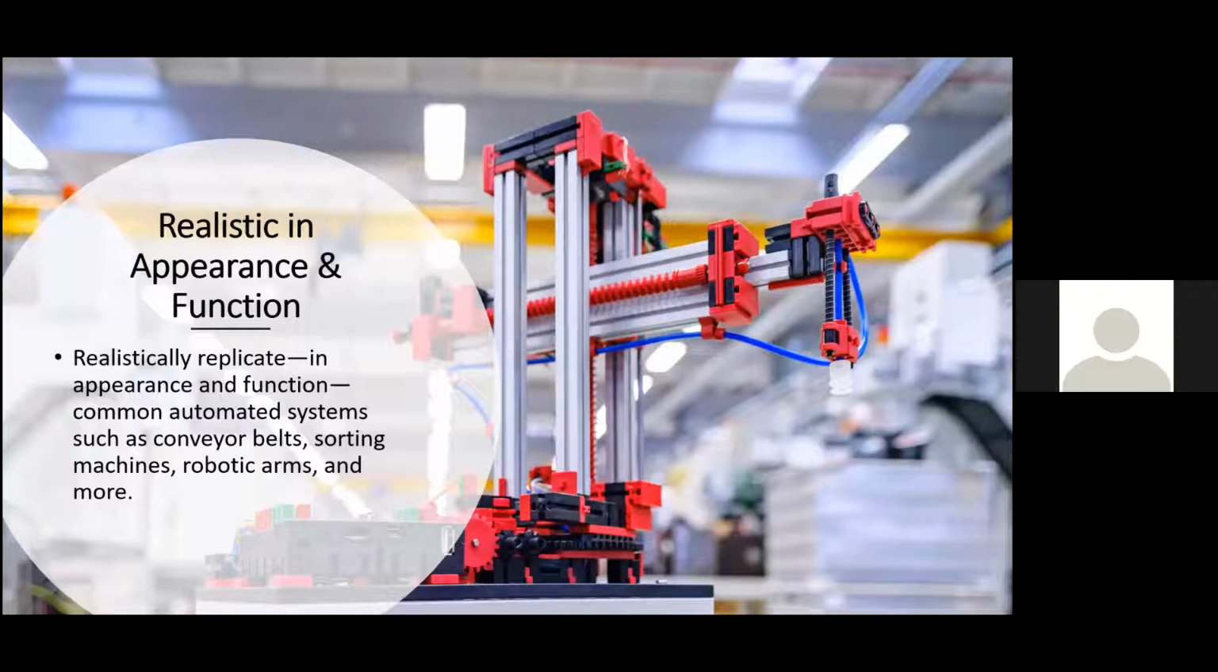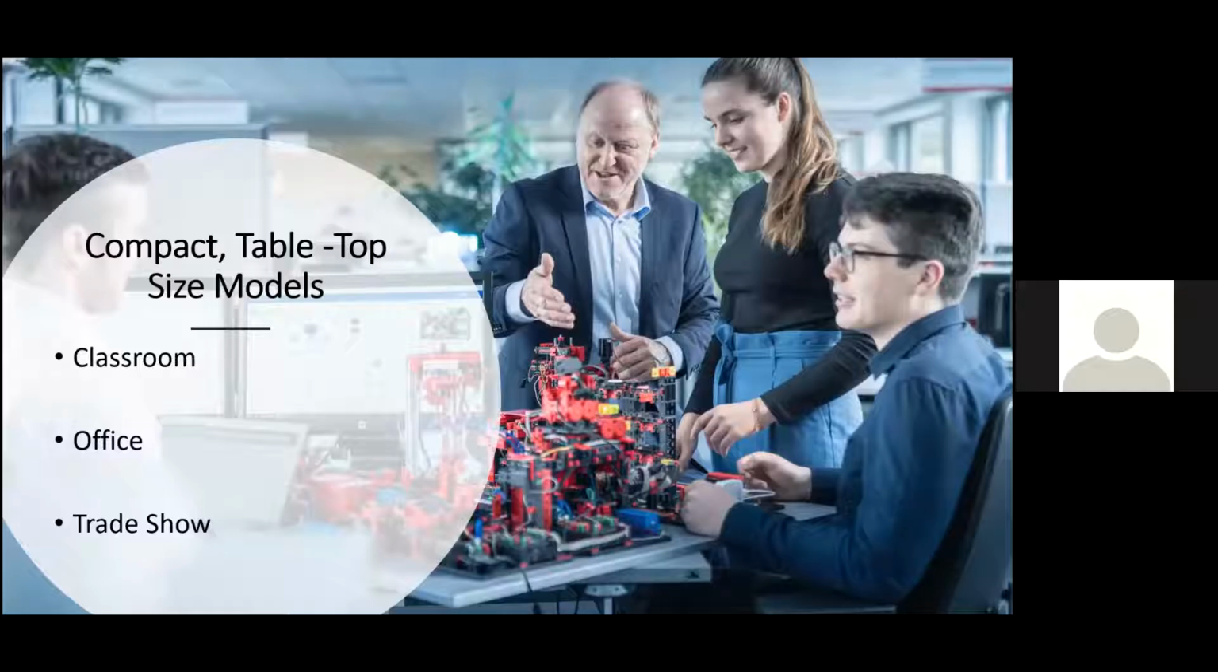The models, once again, are designed to realistically replicate, in both appearance and in function, common automated systems, things such as conveyor belts, sorting machines, robotic arms, and more. Because the models are compact and in most cases tabletop sized, they are not only ideal for use in the classroom or in office demonstrations, but also for demonstrating software or other technology-based offerings in a trade show environment.